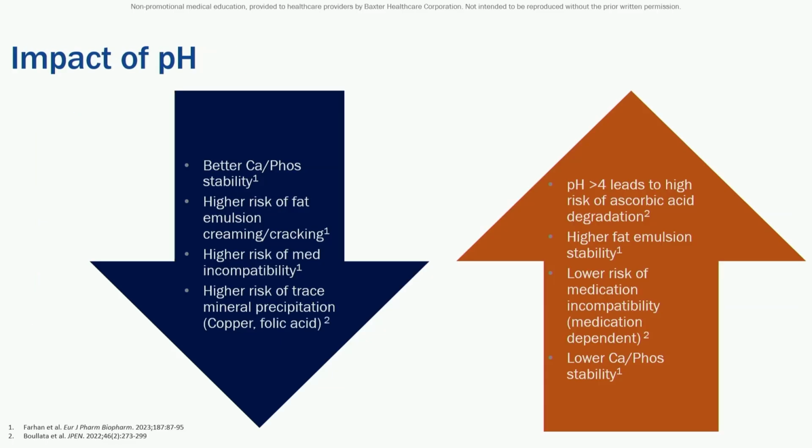So as we change our pH, we get a lot of benefits, but also a lot of risks. The more acidic you make your PN bag, the better solubility you have for calcium and phos. You also have a little bit better integrity for your ascorbic acid, but you lose the benefit of the stability from your fat emulsion and also for some of your trace minerals. So copper, folic acid, those can all be affected by reducing your pH to a more basic level.